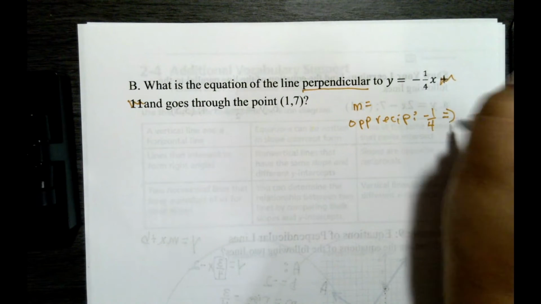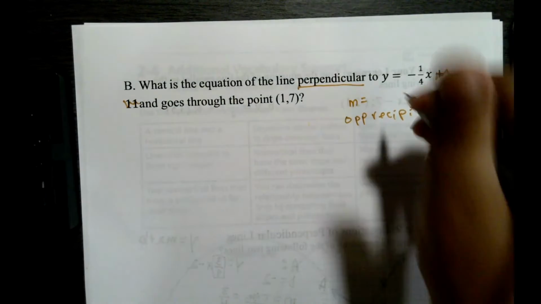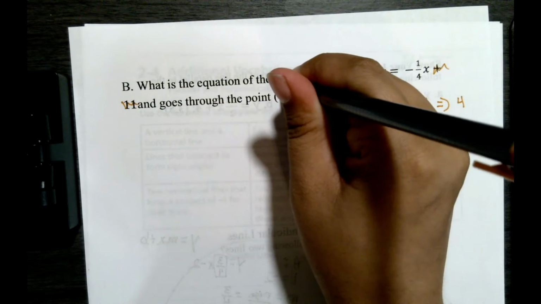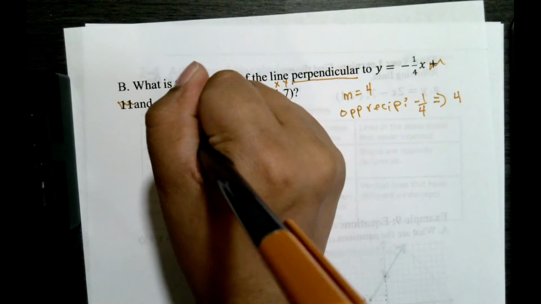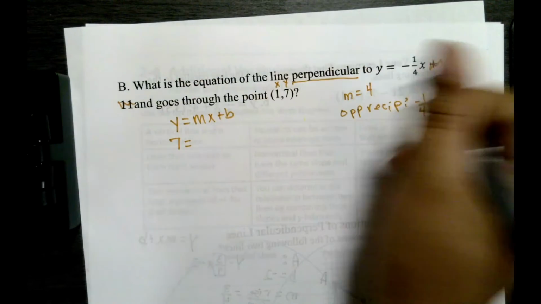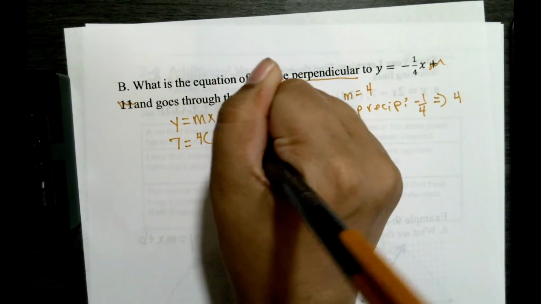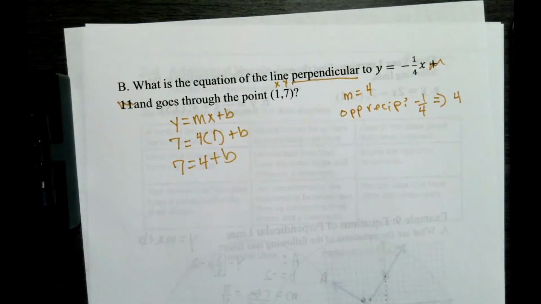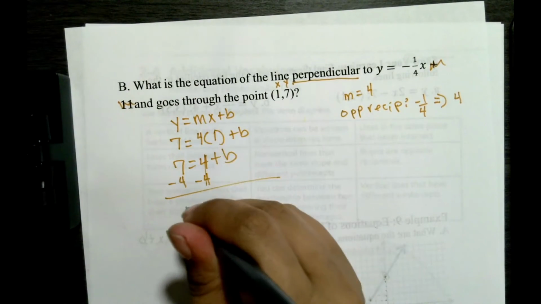So m is 4. Okay, well, it gave us an x and it gave us a y. So y is 7, m is 4, x is 1, plus b. Then we have 7 equals 4 plus b. Then we subtract 4 on both sides, and we get 3 equals b. So y equals 4x plus 3.